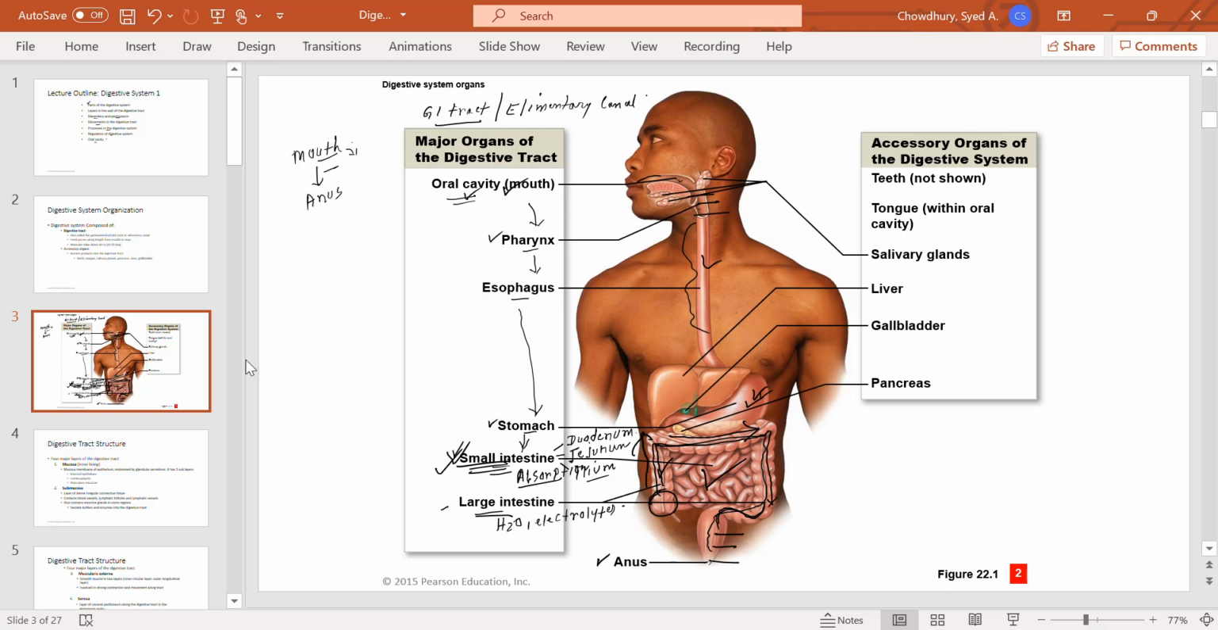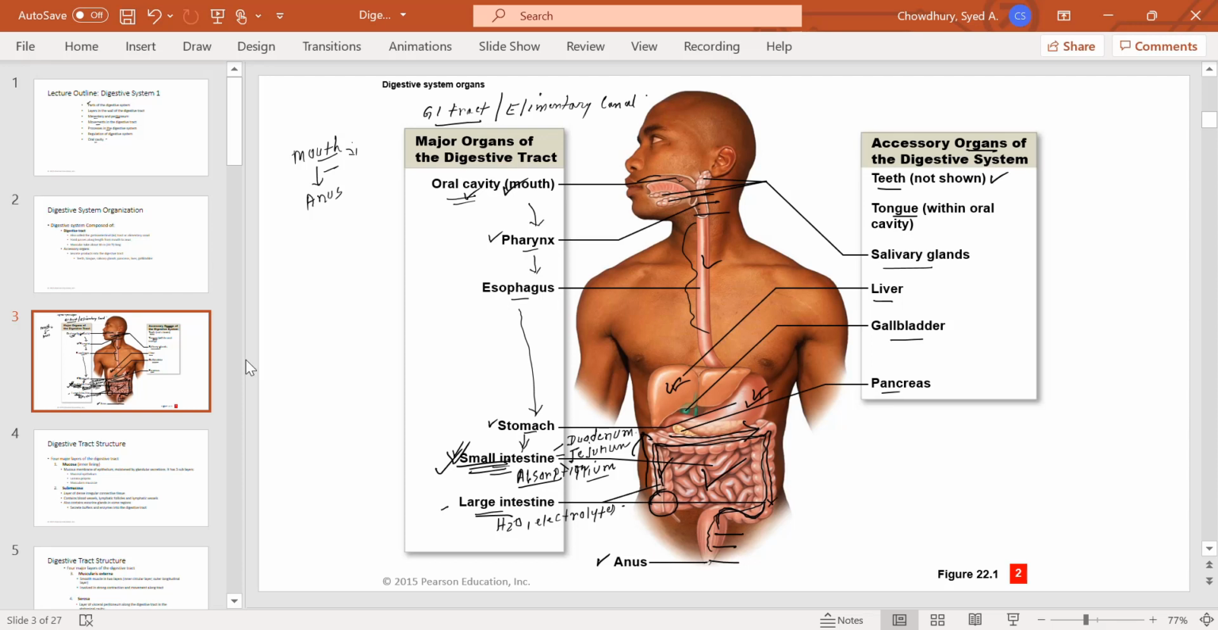So that's the long tube. However, you have some accessory digestive organs present in the digestive system. What are those accessory organs? Teeth, tongue, salivary glands around the oral cavity or mouth, right? Then liver, the largest gland of the body, gallbladder, pancreas. These structures mostly secrete the chemicals, okay, and help in digestion of the food.